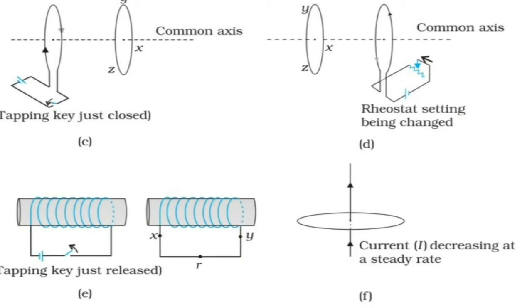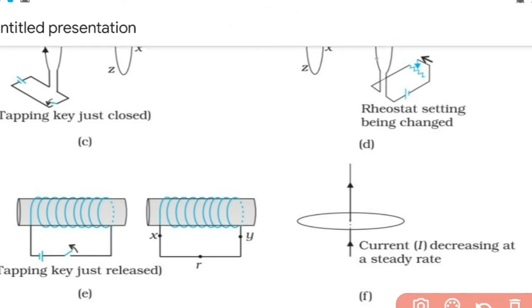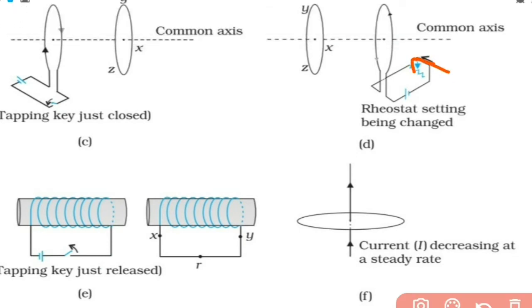In D part, the rheostat is moved in this direction. That means in this direction the rheostat is moved. So the resistance is decreasing. So current in the circuit is increasing. And that current produces a magnetic field towards left side. Towards left side, the magnetic field is increasing. Since the current is increasing, magnetic field is increasing.